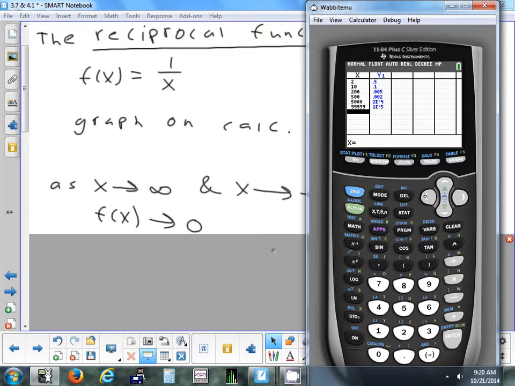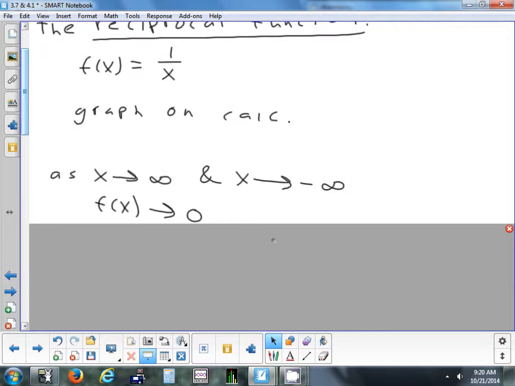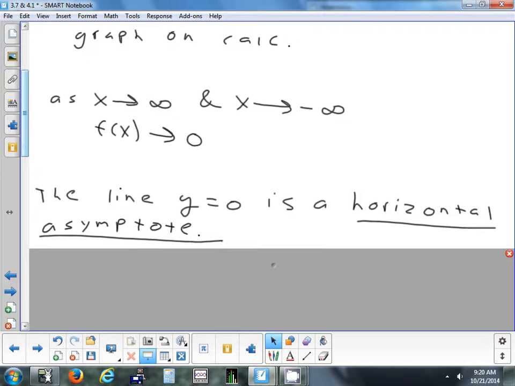Okay, and then checking it in the other direction, okay, -10, -10,000. It's just getting smaller and smaller and smaller. Any question on that idea? As x approaches infinity or negative infinity, y is approaching 0. Because we have a value that we're getting closer and closer to, but we're never actually reaching it, that's called an asymptote. Okay?